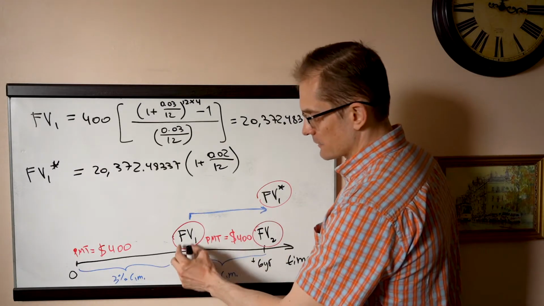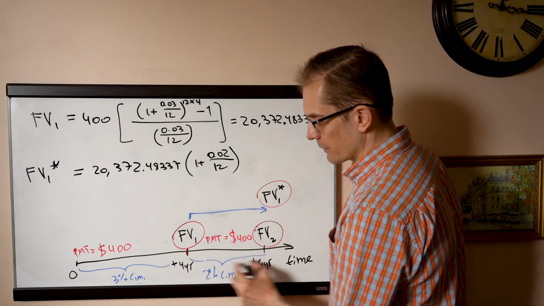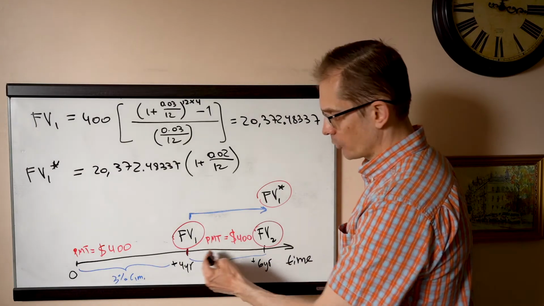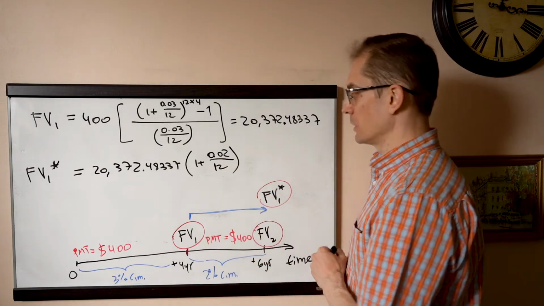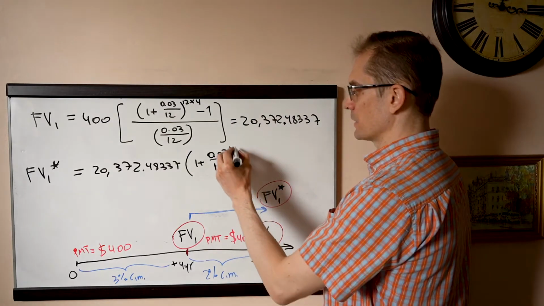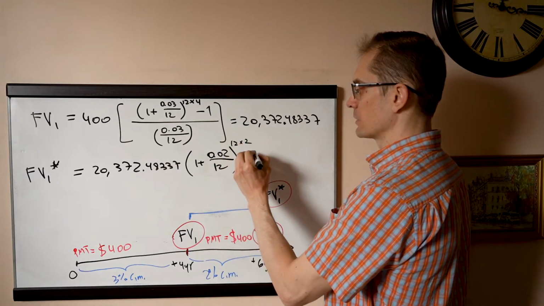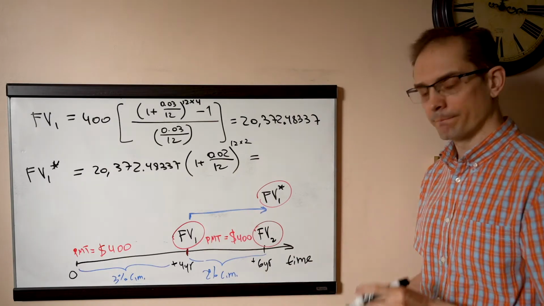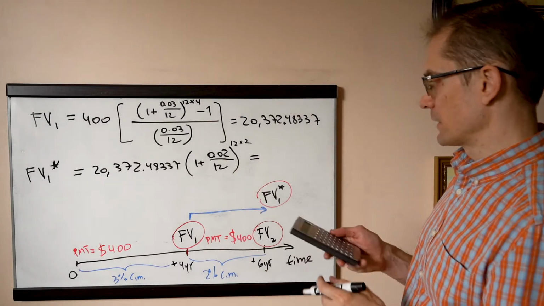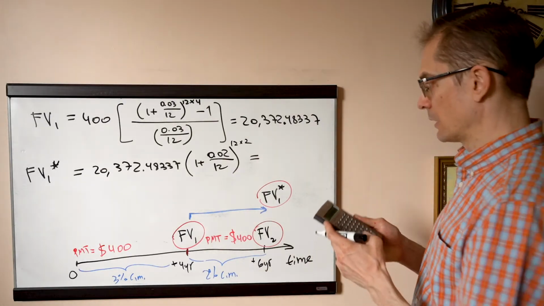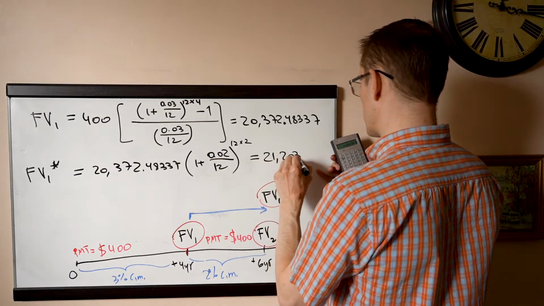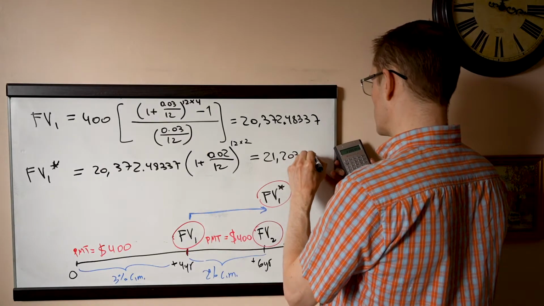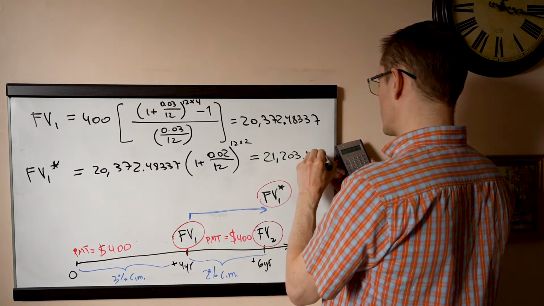So then when this amount continues to grow, now the rate already is different, right? And we have now 2% compounded monthly for the remainder of the period. Now it's going to be 12 times 2, okay? So let's calculate this. So this will result in 21,203.19418.